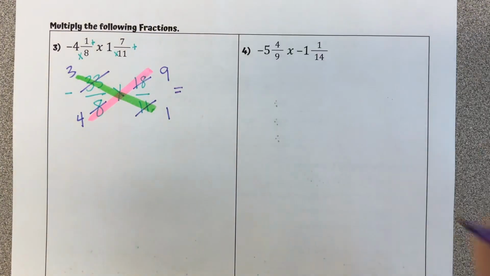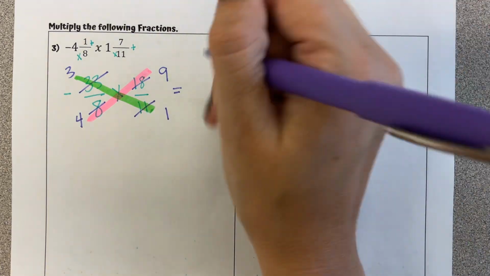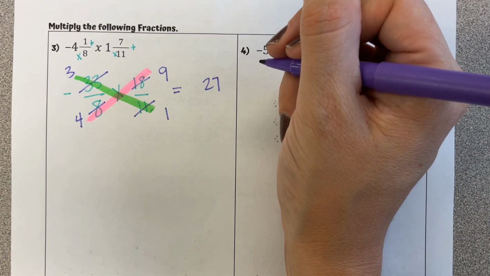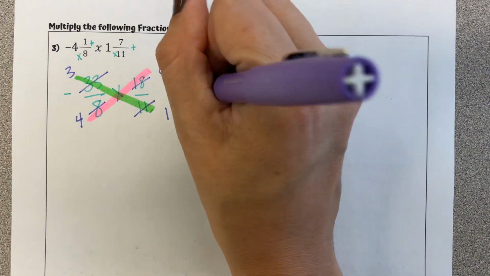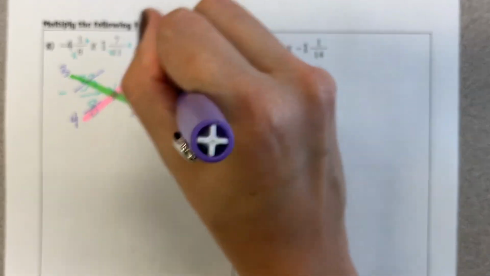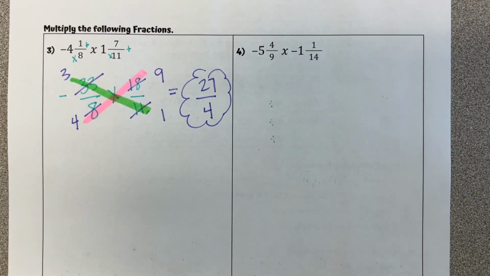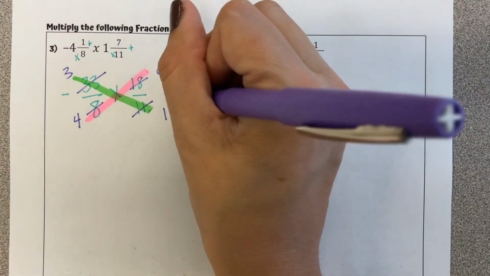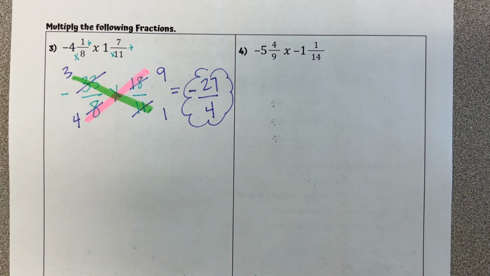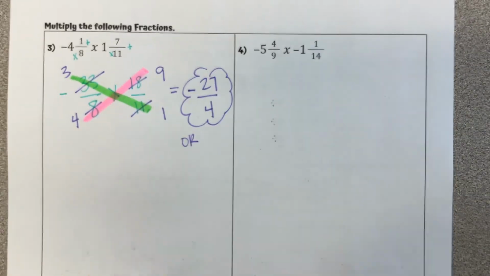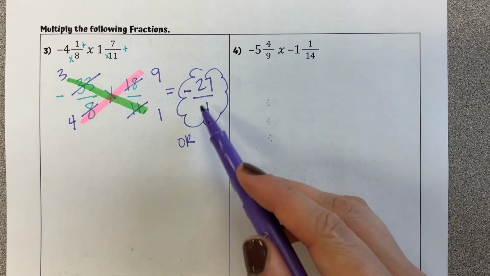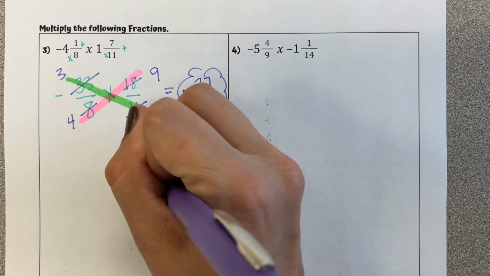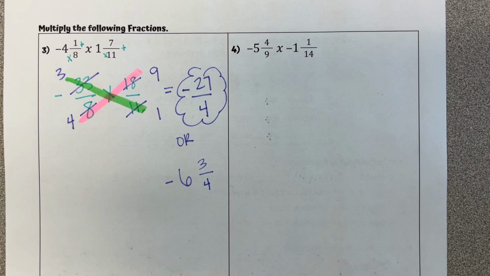Now we can multiply across. 3 times 9 is 27. That's a whole lot easier than doing 33 times 18. And then 4 times 1 is 4. You can leave your answer as 27 over 4. Well, first let's check. Negative times a positive is a negative. If you want to convert that to a mixed number, that's fine too. 4 goes into 27 6 times with 3 left over. So negative 6 3/4.